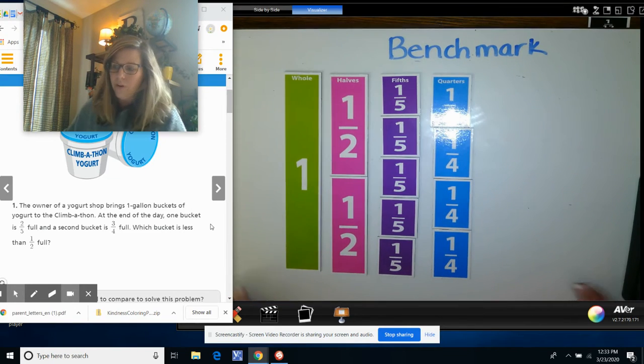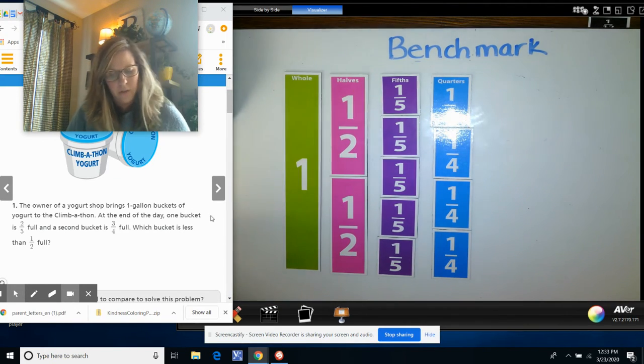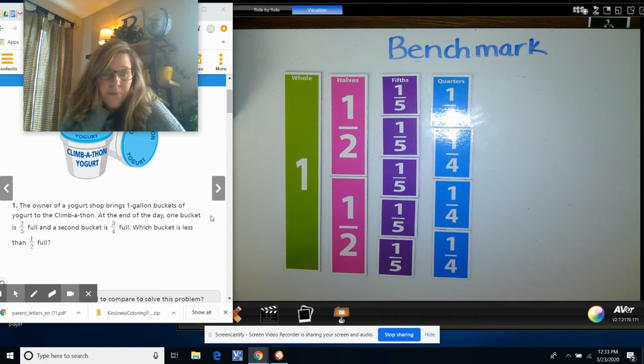All right, my friends, so we're moving on to page 272. So please turn to your pages, your books to 272. And at the top, we're looking at Build for Understanding. All right, so let's look at the problem.